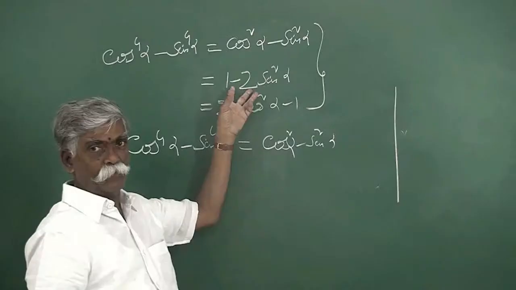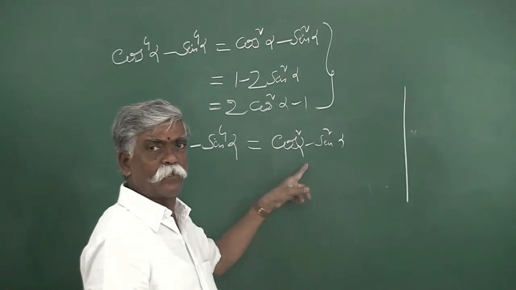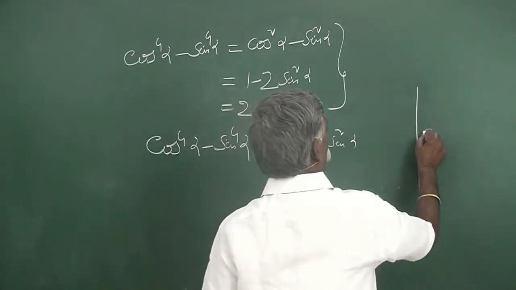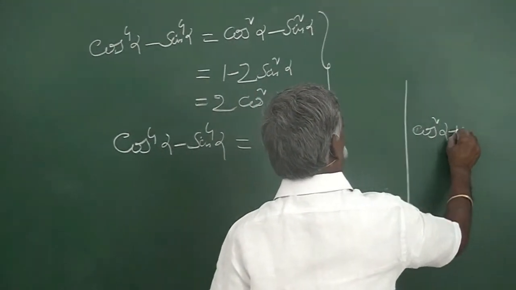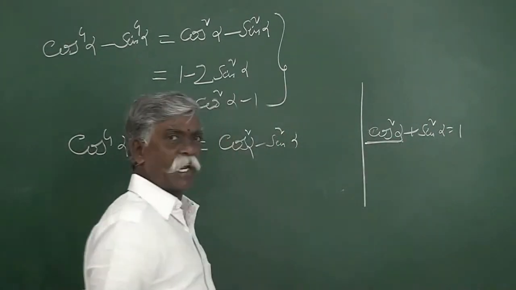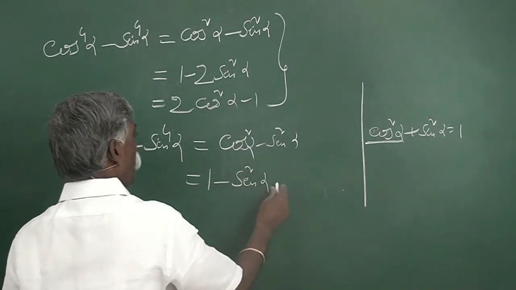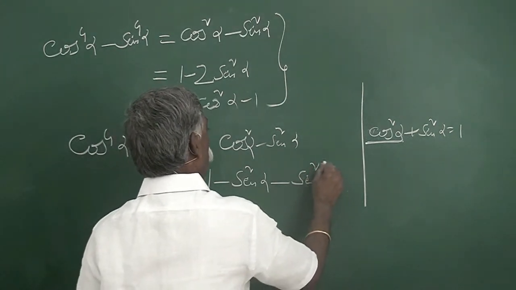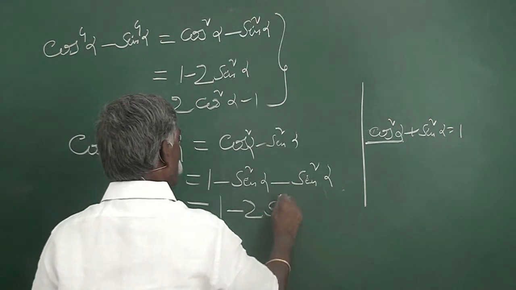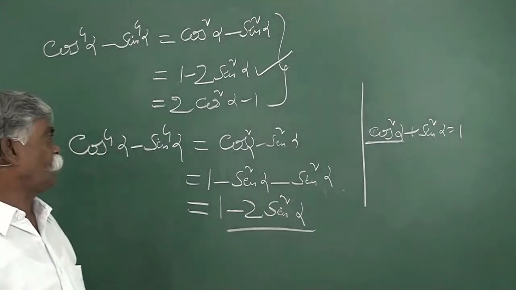Okay. Now, here this is cos and sine. To express this completely in terms of sine square, we have to change this cos square alpha. And we are familiar with the formula cos square alpha plus sine square alpha is 1. Therefore, cos square alpha can be written as 1 minus sine square alpha, minus sine square alpha. Therefore, this is 1 minus 2 sine square alpha. This is the result which we have proved.